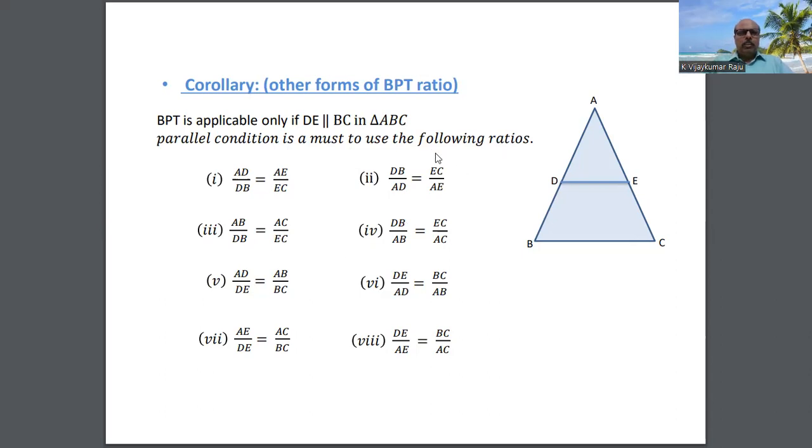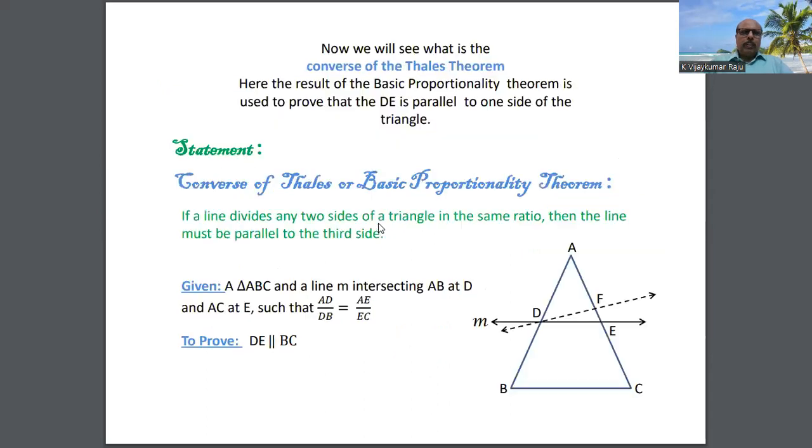You must remember these ratios because this helps you in solving problems, and it is just putting the values and simplifying. Usually they'll give it for 2 to 3 marks. So you can be sure that along with the BPT proof, they will always give one problem related to BPT. So make sure that you know all these ratios clearly.